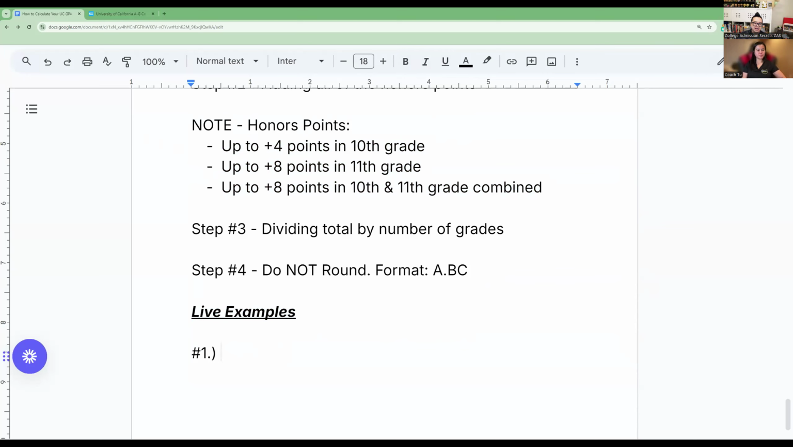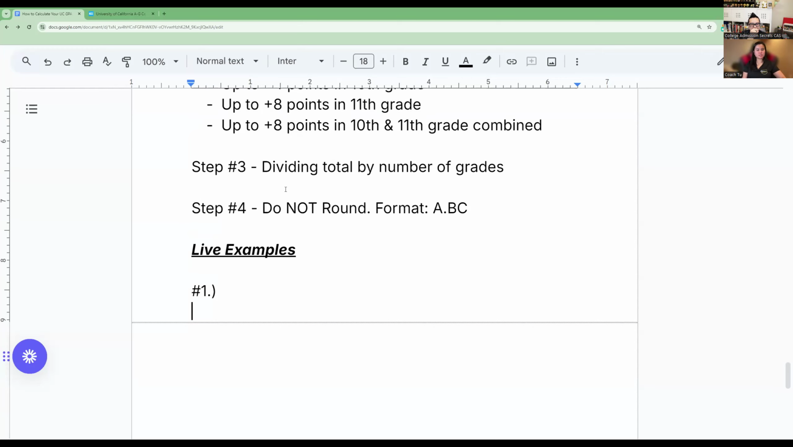So really quick, example number one. I'm going to keep it in 10th and 11th grade just to keep the math easy for us. In the first example, let's say a student takes 2 APs in 10th grade, and assume that all the examples are semester classes. They took 2 AP classes in 11th grade.